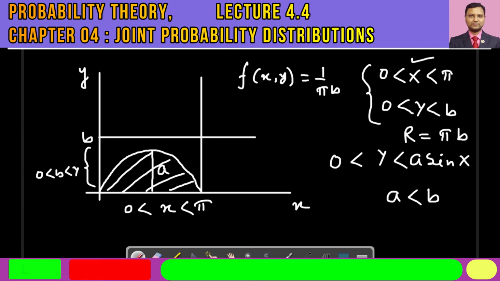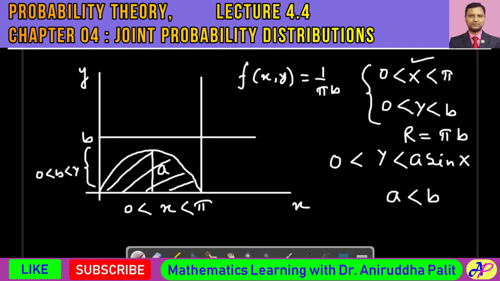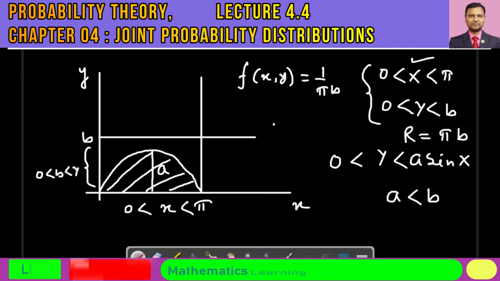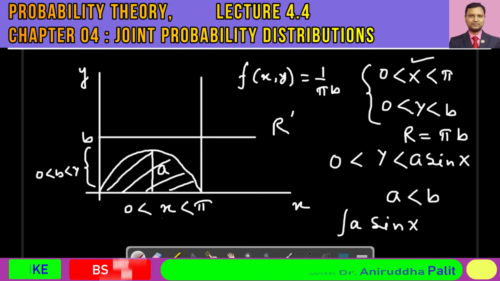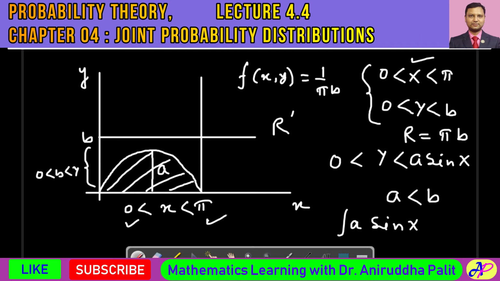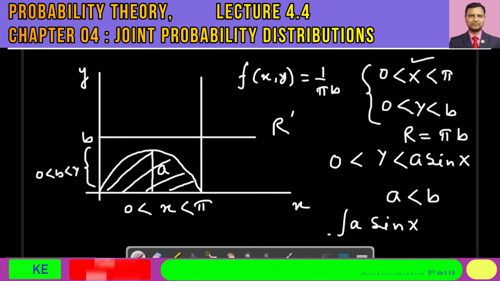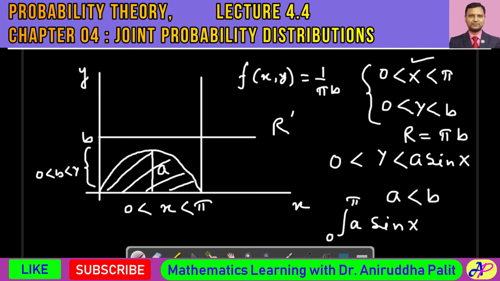So this is R, and if this is the area of interest, then how do we find the region R prime? In order to find the region R prime, that is actually the shaded region over here, we just need to integrate this a sin x. Integral of a sin x, what is the lower limit of x? x is equal to 0 to x is equal to pi. So just integrate between 0 and pi.